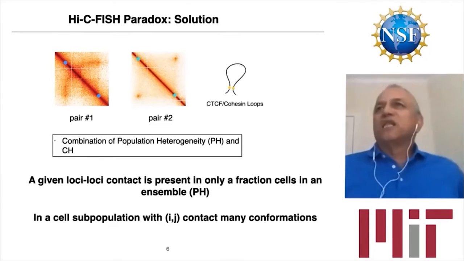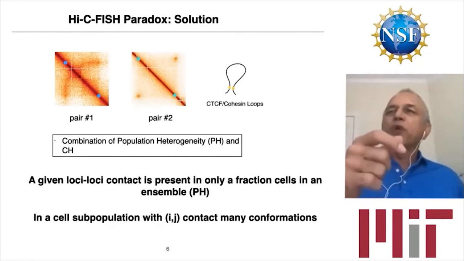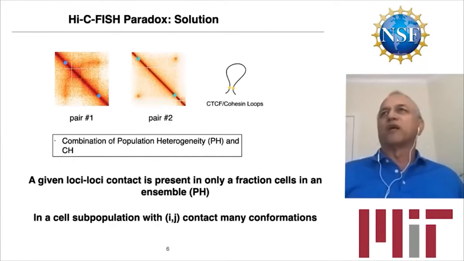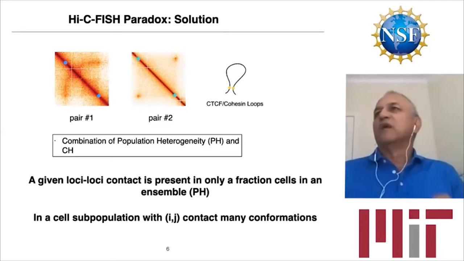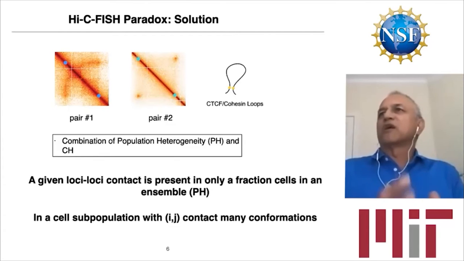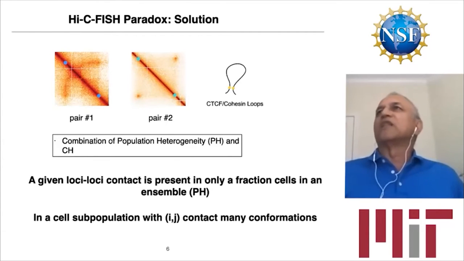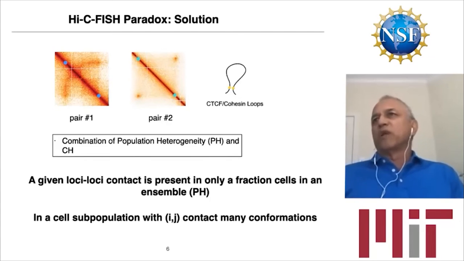Now, unfortunately, a pair of loci do not always form contacts in every single cell, which means there's a population heterogeneity. A given loci-loci contact is only present in a small fraction of cells. So that's a problem. And of course, in a subpopulation where the contact is present, there are large-scale conformational fluctuations. That's a conformational heterogeneity. So there are two levels of heterogeneity that one has to deal with.